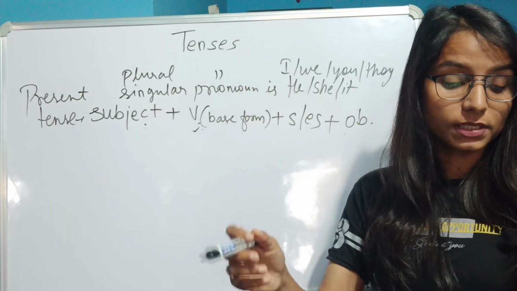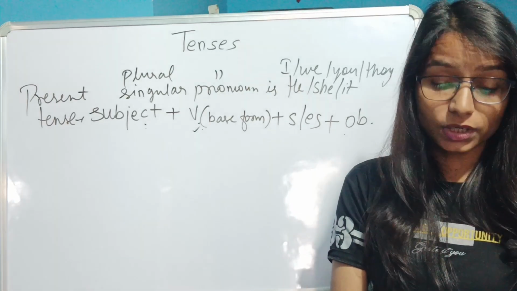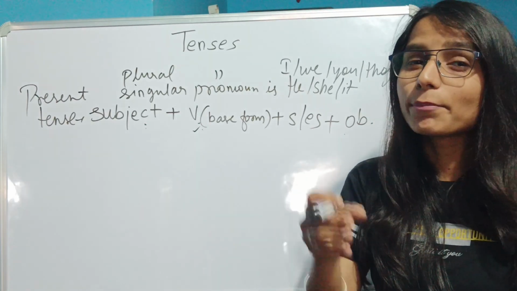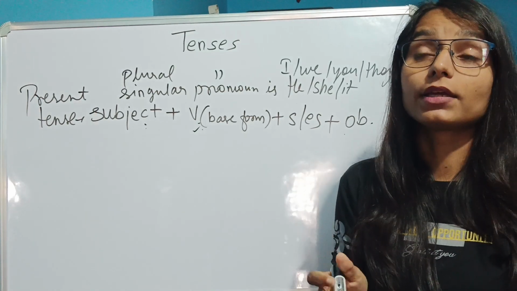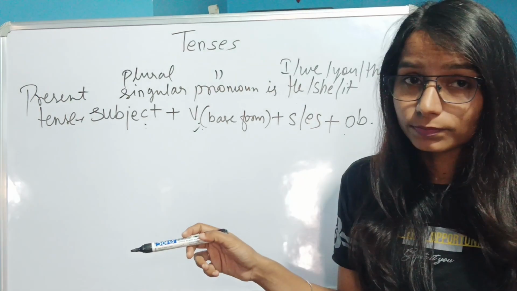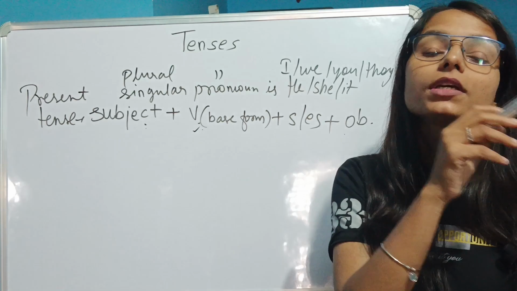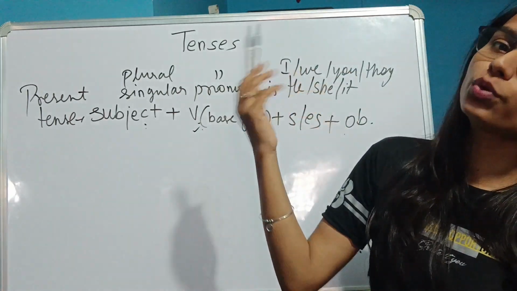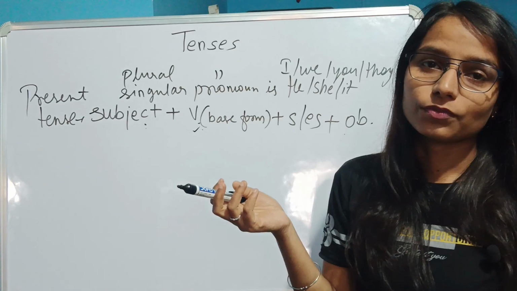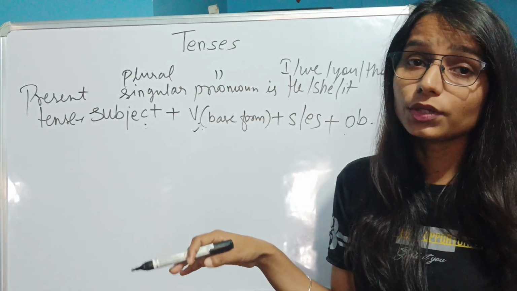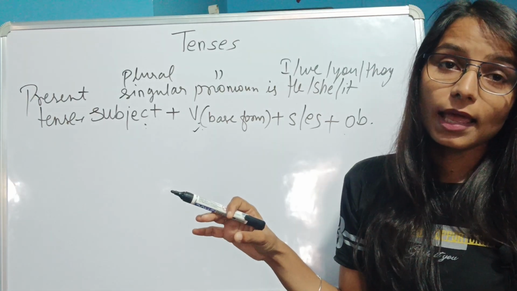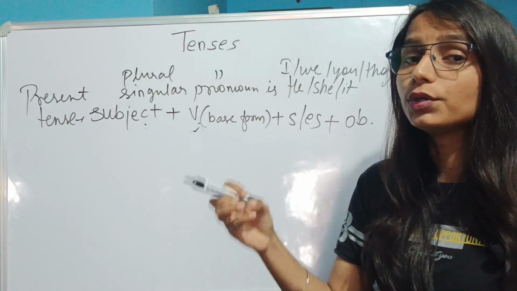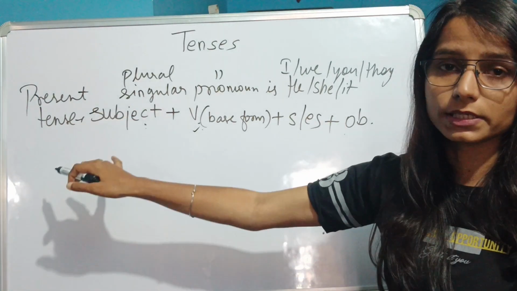And the second point is when you talk about something in general, often what you do, something that happens all the time or repeatedly, like you go to the coaching. You went yesterday, you are going today, and you will go tomorrow. You often do this, you repeatedly do this, and this is your daily routine. So you will use the structure of present tense for this.